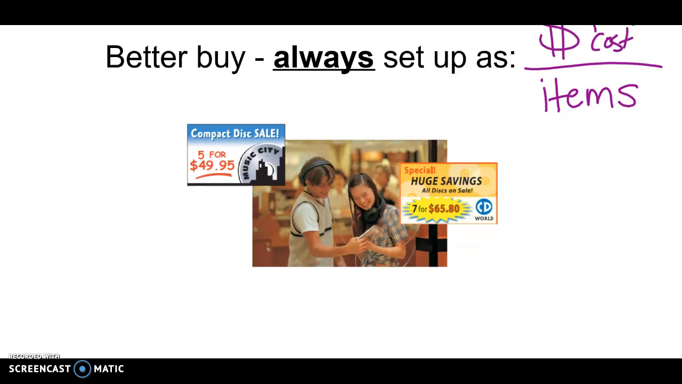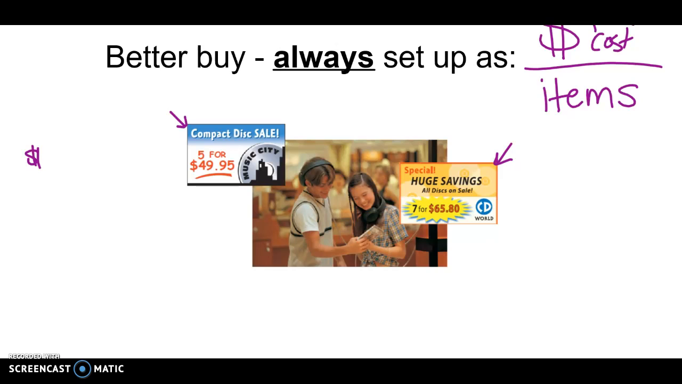So I have 2 options here. You're going to buy some CDs for gifts for Christmas. You can either go shopping here at Music City where they have a deal going on. You can get 5 CDs for $49.95. Or here at CD World you can get 7 CDs for $65.80. So if you're in the market to buy some CDs, where should you go? Well, if I find the better buy, so if I find money divided by items, I'd set it up and find the price per CD at each store and then pick the cheaper one.